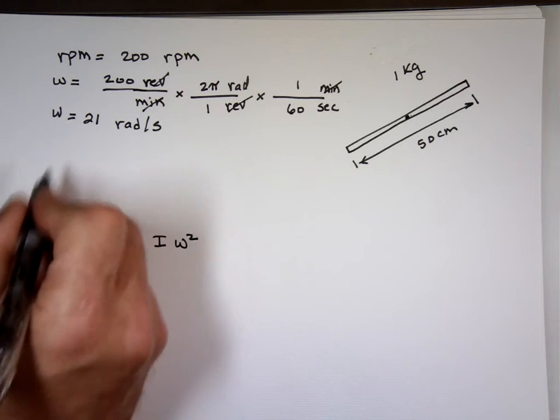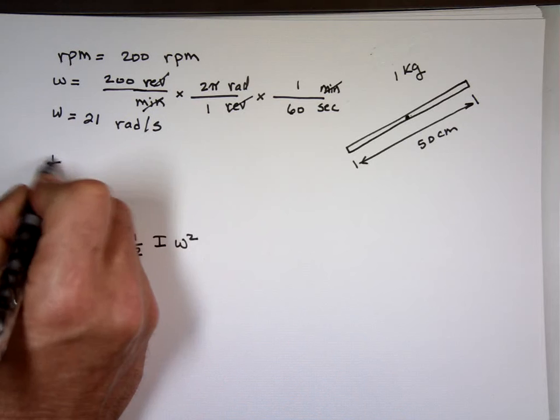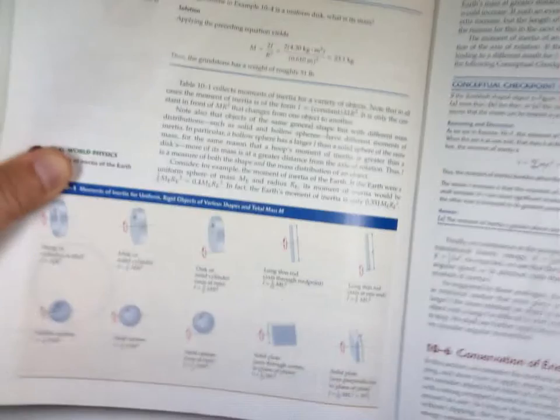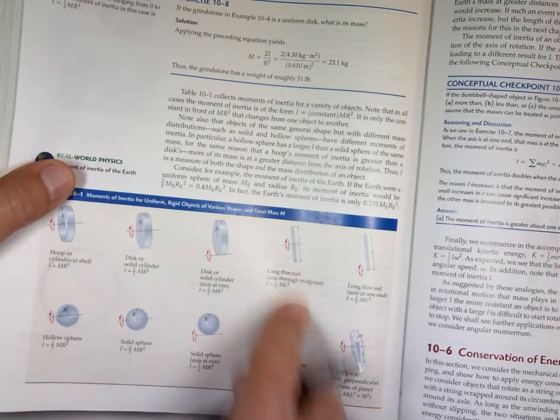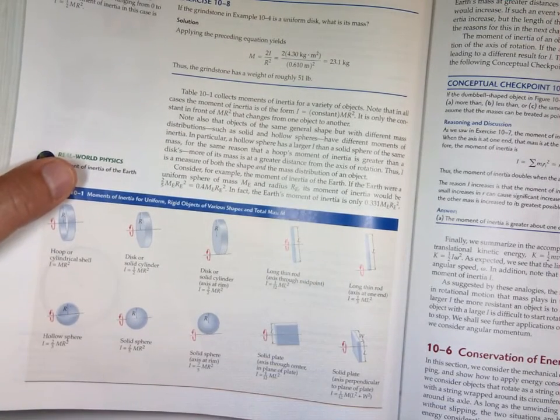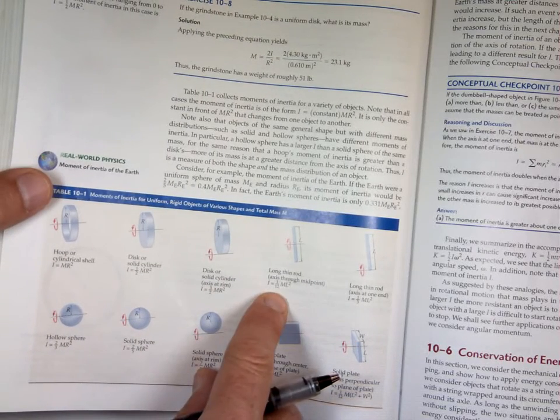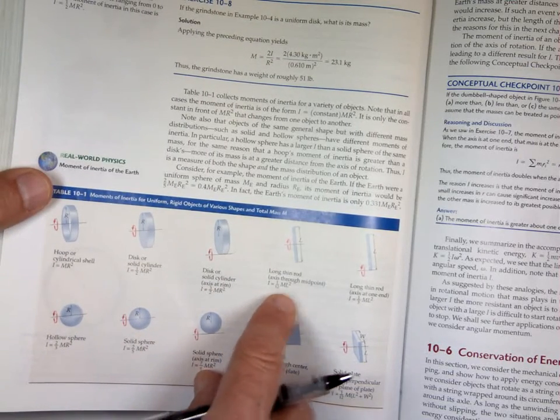Next, I need to calculate the inertia. To calculate the inertia, I'll go to my book, to that chart, and it says if you have a beam that spins around its center, and that's what the blade is, a beam that's going to spin around the center, the inertia for that is 1/12 ml squared.